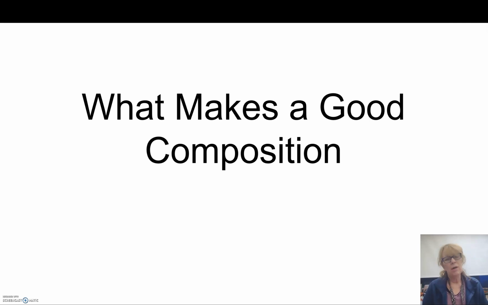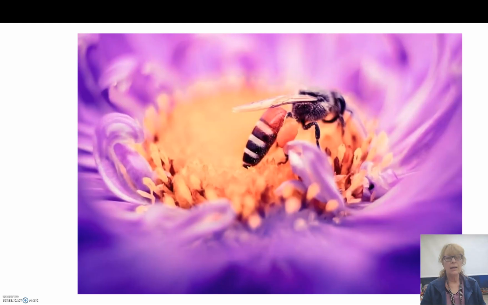So we're going to talk about what makes a good composition. A composition is how you arrange things on your paper or sculpture or whatever to make it pleasing and meaningful. Look at a lot of different things.